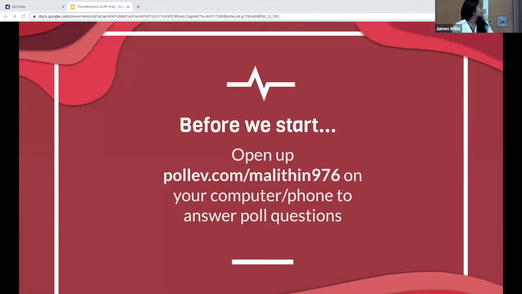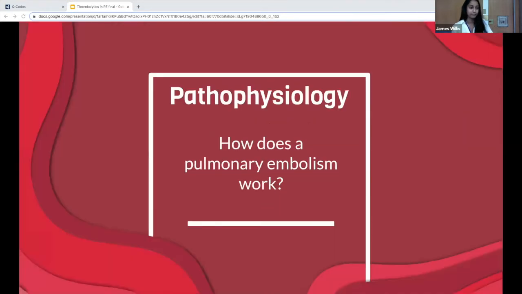So before we start, I have some poll questions up. I have about a 50% faith that it'll actually work and not have any glitches. But if anyone has Wi-Fi, you can log on to poll.com/MALITHIN 976 so that throughout the slides, hopefully it works, you can answer some questions. The link will show up again on the slides.